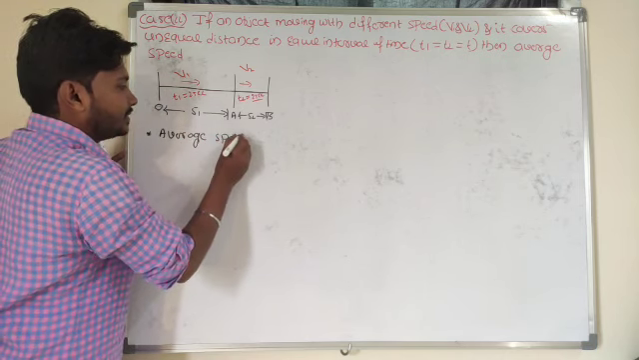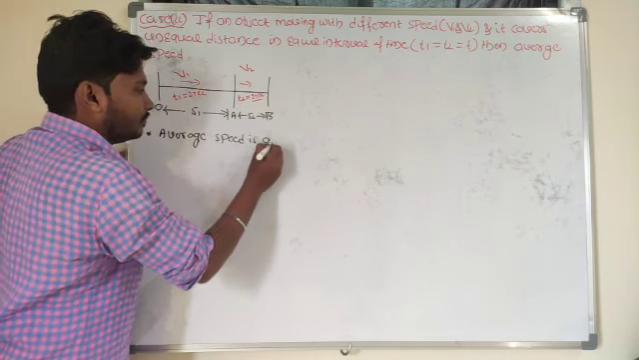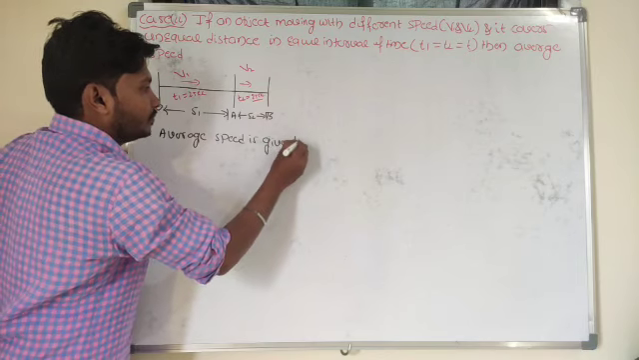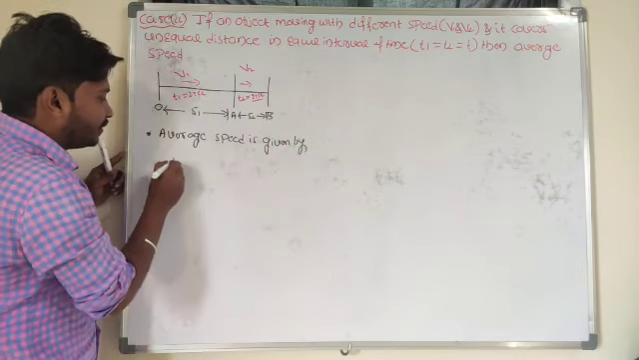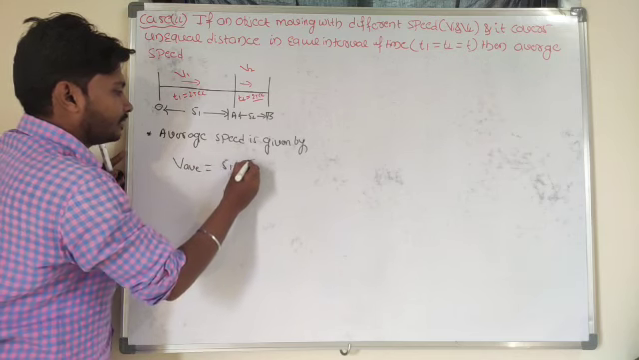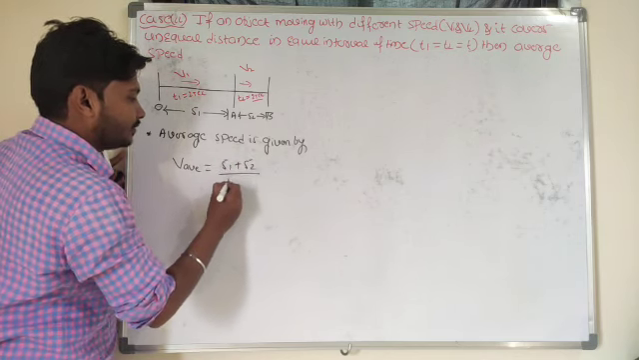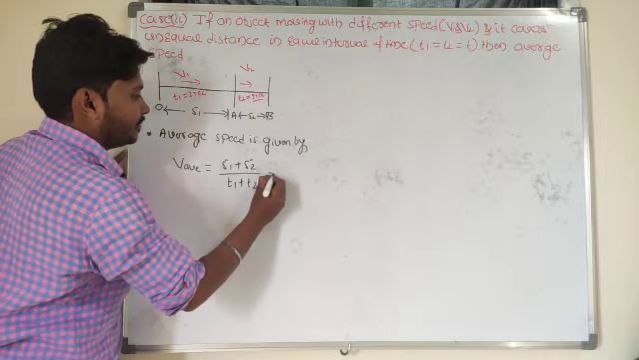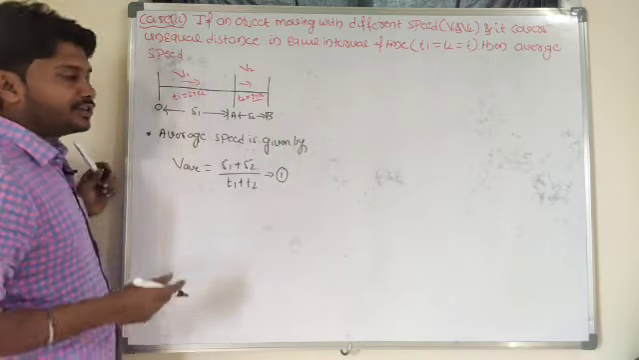Average speed is given by, okay, so what is the generalized formula for average speed? V average is equal to what? S1 plus S2 divided by T1 plus T2. Let that be equation 1.